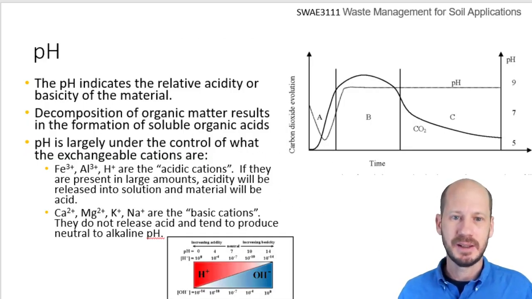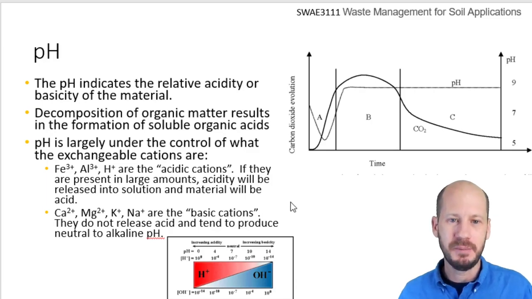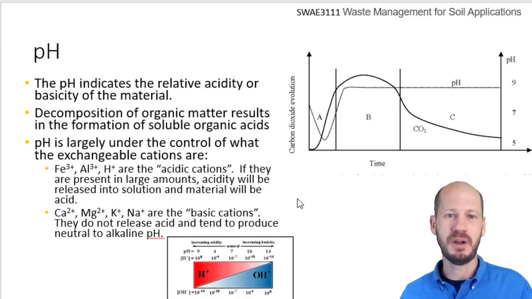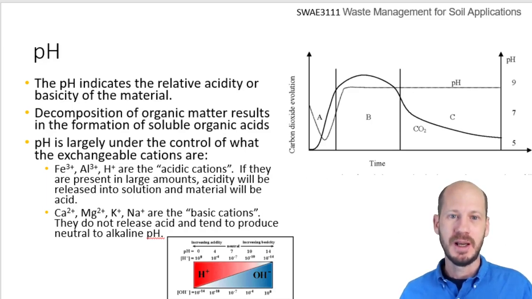pH is the next parameter that we need to talk about. What is pH? pH is a measurement of the concentration of hydrogen. And why is that important? The pH is a master variable.